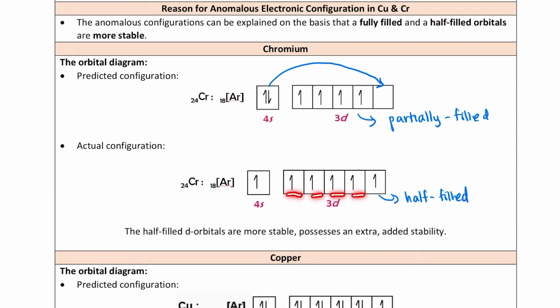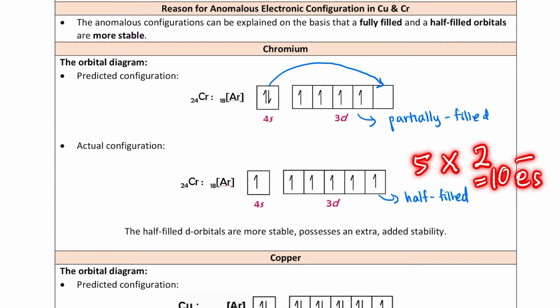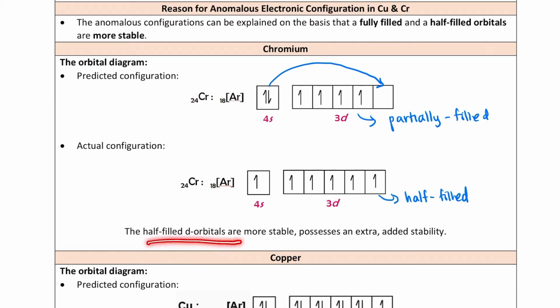3d has 1, 2, 3, 4, 5 orbitals. Okay, 5 orbitals. One orbital can fit 2 electrons. So, 5 times 2 is 10 electrons. That means the maximum in 3d is 10 electrons. But we have 5 electrons. So, half. So, half filled. Okay. So here, the half filled d orbital in the actual configuration is more stable than the one in the predicted electronic configuration.